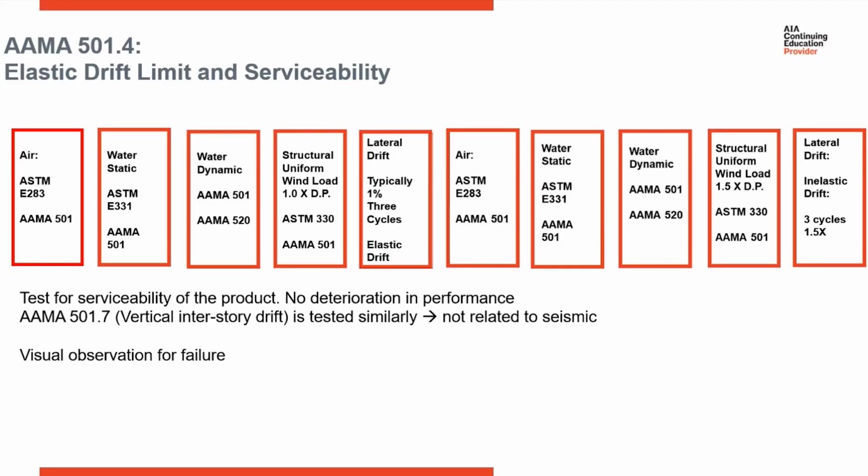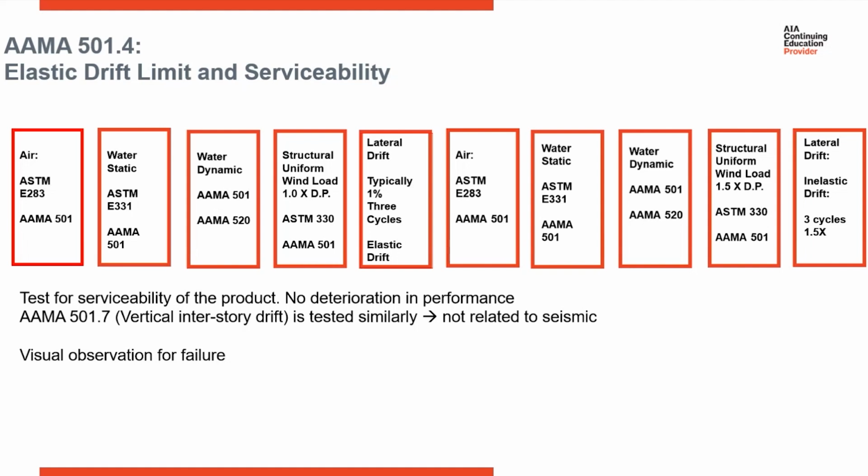So this is an example test sequence for AAMA 501.4 testing. So you have your typical air and water testing. So you have your air, your static water, and dynamic water testing along with your structural testing. And then you do your elastic drift test. So this is typically at 1% of the story height.